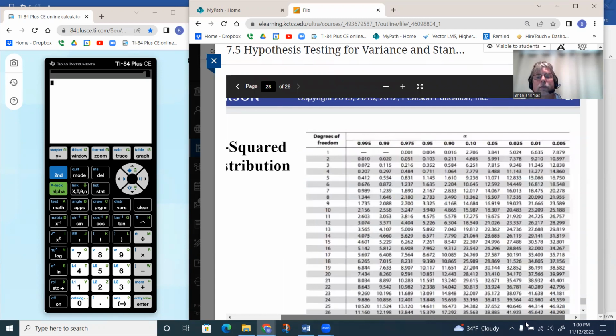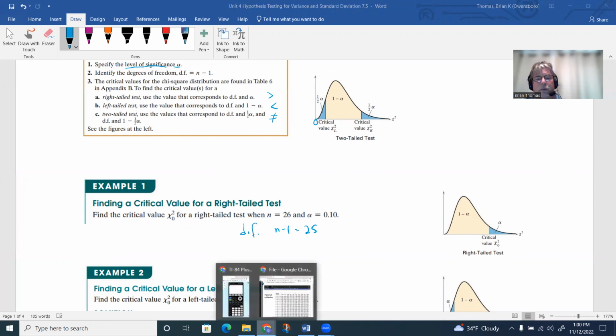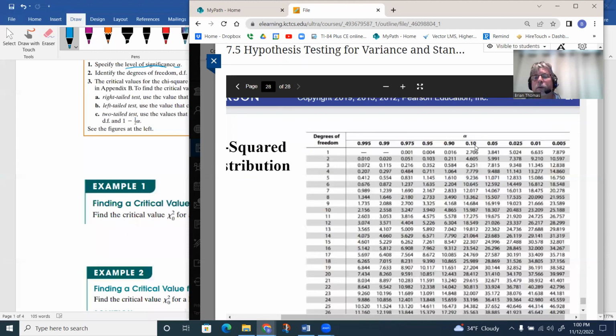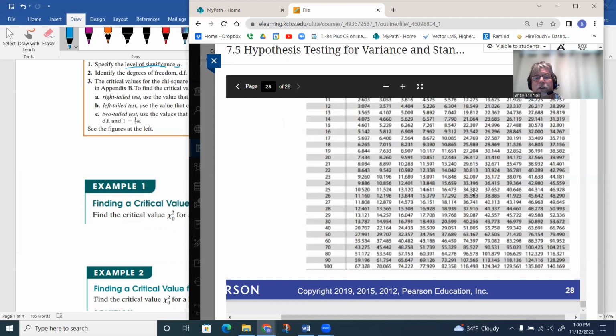That's not too bad. Okay, so we can kind of see our degrees of freedom and our alphas across the top here. So if we want to find the critical value, we have to use our table. Our degrees of freedom was 25 and alpha was 0.10. So if I go back to our table, 0.10, stay on that, and then we said 25. So we have this 34.382.